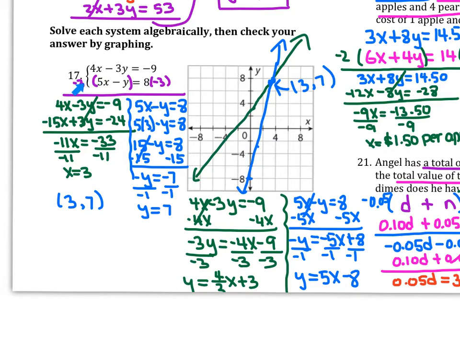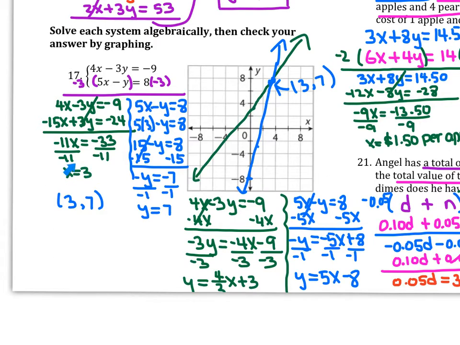If I multiply, I get -15, +3, and -24. Please don't forget to multiply the second part of the equation. Everything must be multiplied by the same number. So that gives me these two equations here. The y's cancel, just like I wanted. I end up with -11x equals -33. If I divide by -11 on both sides, I get x equals 3.